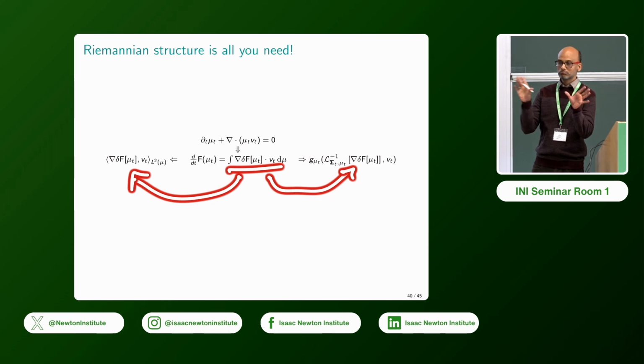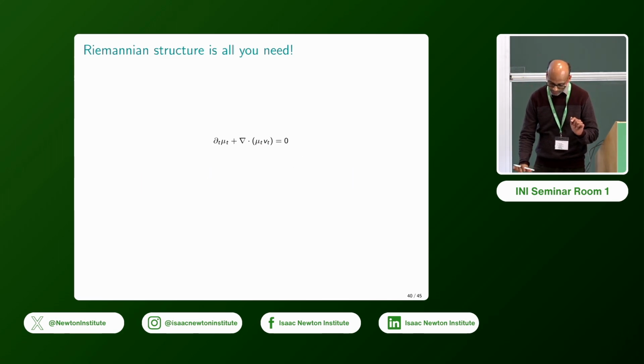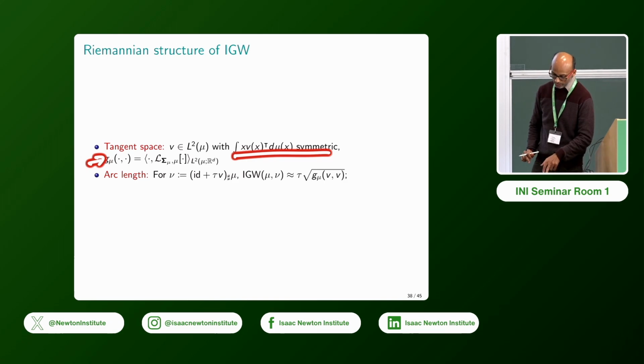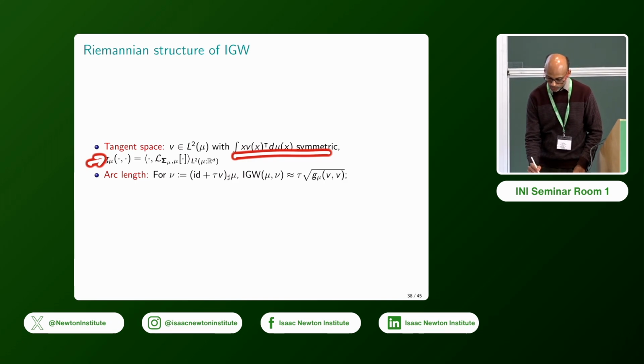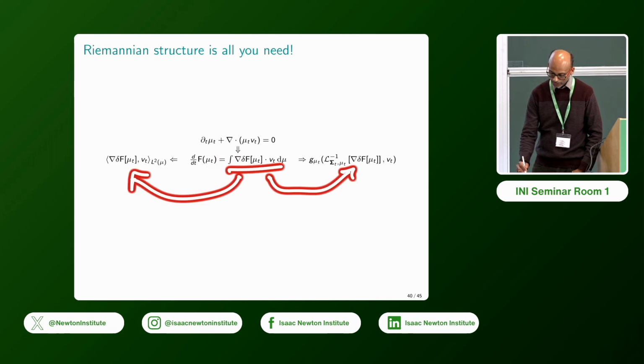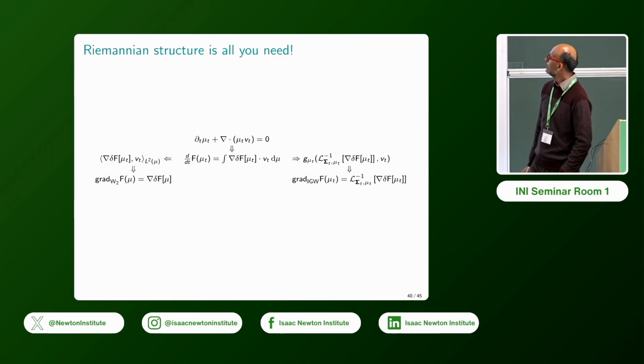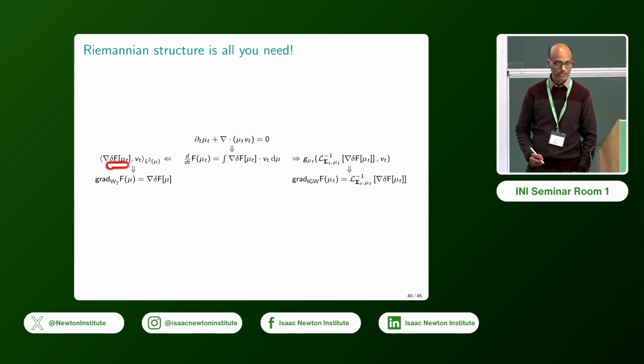Okay, so it's a simple calculation because the metric tensor G mu is defined with respect to L, and I'm basically cancelling that by introducing L inverse. So you basically again get back your usual L2 inner product. Okay, so from this we can recognize that this corresponds to the Wasserstein gradient and this corresponds to the IGW gradient.